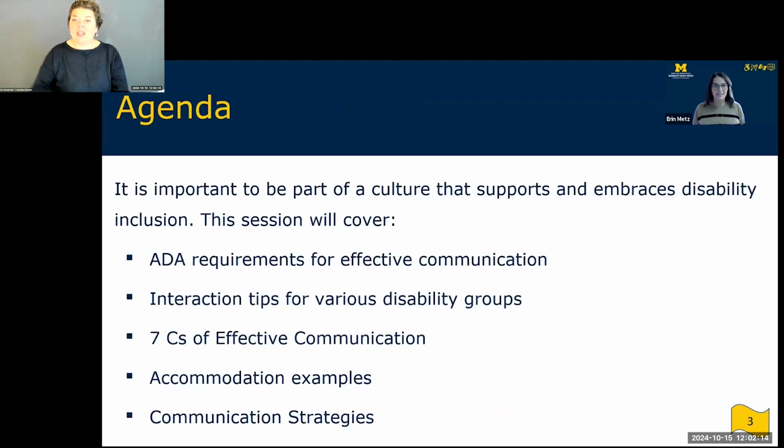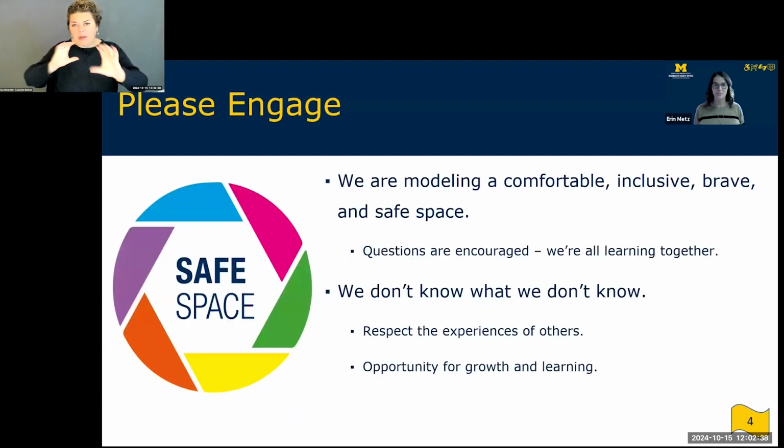Our agenda today is that it's really important to be part of a culture that supports and embraces disability inclusion. So today we're going to talk about the ADA requirements for effective communication. We'll go over some interaction tips for various disability groups. We'll discuss the 7 C's of effective communication, go over some accommodation examples, and also some communication strategies.